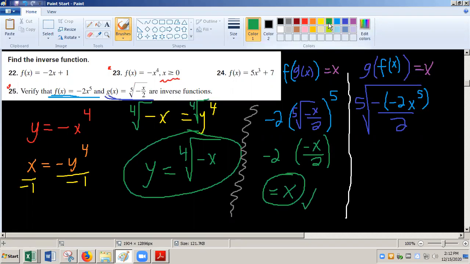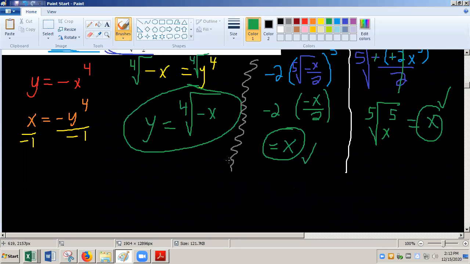And now from here, I want to go ahead and do my distribution. So here I've got negative and negative canceling off, so that's a positive. I have 2 on top, 2 on bottom, so that cancels off. And so now I have the 5th root of x to the 5th, which just equals x. And we have our second verified equation here. So now that I've got it on the left and the right for f of g of x and g of f of x, they're both equal to x, I'm good to go. Any questions on this one? Perfect. That was it for chapter 7 stuff.